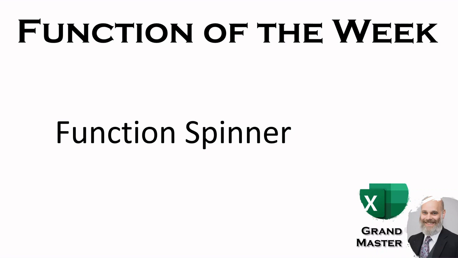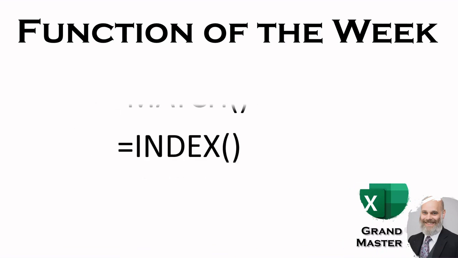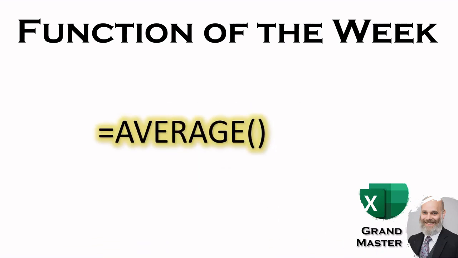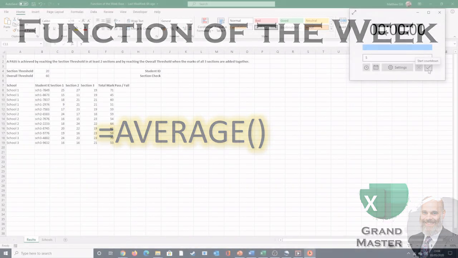Now, without further ado, let's hit go on the function spinner and see what we're going to look at this time. Okay, AVERAGE. I think that should be quite easy to cover, so I'll also look at AVERAGEIF. Let's start the clock. Go.